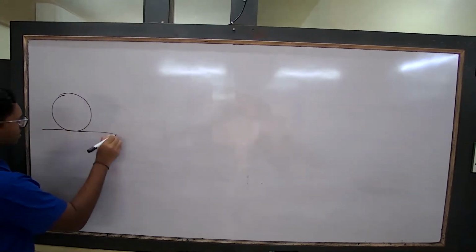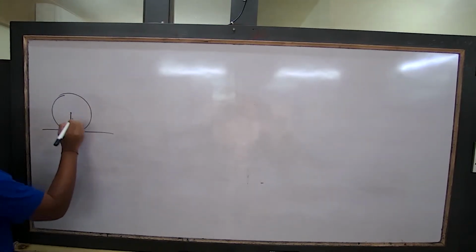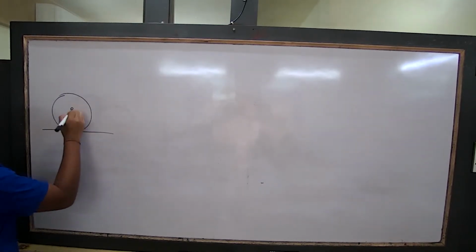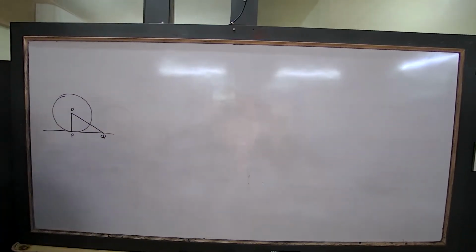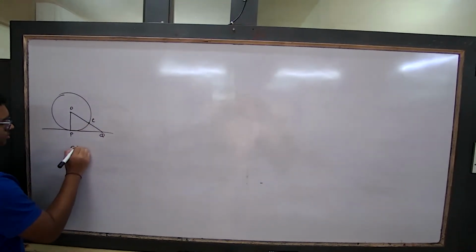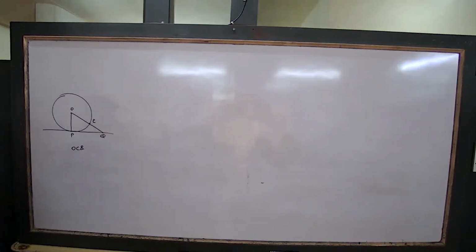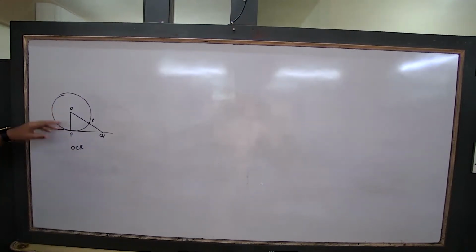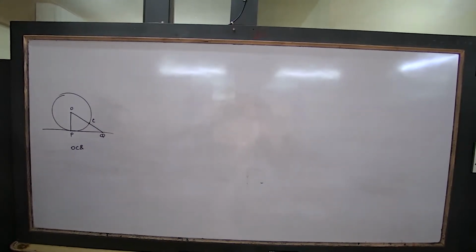Figure, okay, rough figure. Who is talking there? Shreya? Nobody talking. Who is talking the other side? All of you close the volume. Okay. Tell me what is the theorem? No need to write anything. Theorem: a tangent at any point of a circle is perpendicular to the radius through the point of contact.